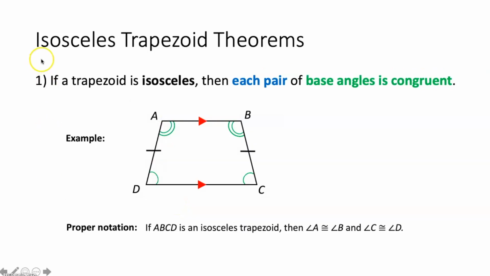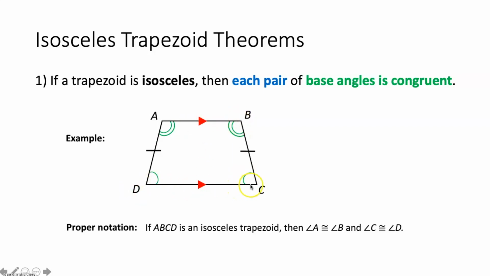Now let's talk about some isosceles trapezoid theorems. So the first one says, if a trapezoid is isosceles, then each pair of base angles is congruent. So here we have a trapezoid. We know it's isosceles because we see that both of the legs are congruent to each other. And we know from this theorem that if it's an isosceles trapezoid, then each pair of base angles is congruent.